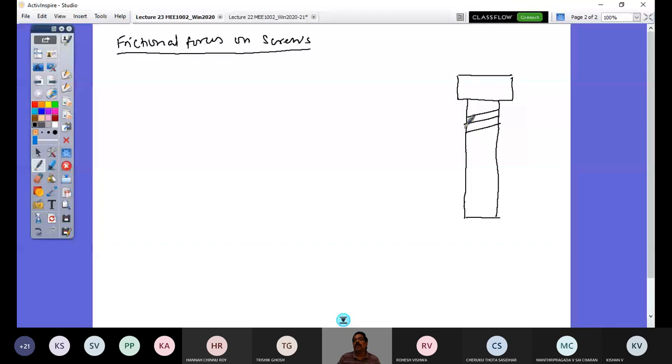This thread goes like this. You have studied in your machine drawing course or in workshop or manufacturing process, this is about fasteners. So the screws are fasteners basically, right? So those screw fasteners are required for making temporary joints.